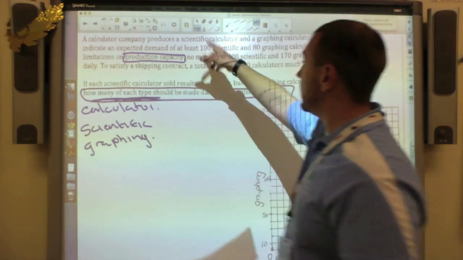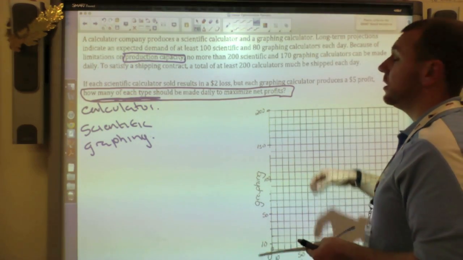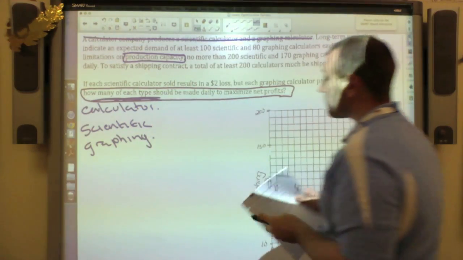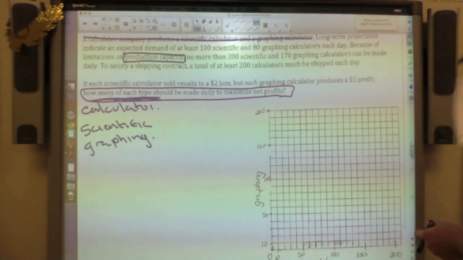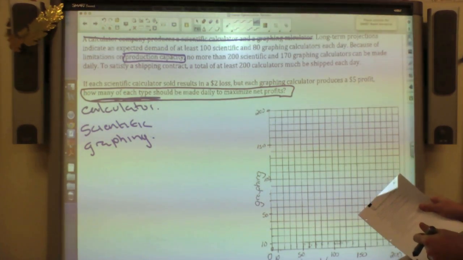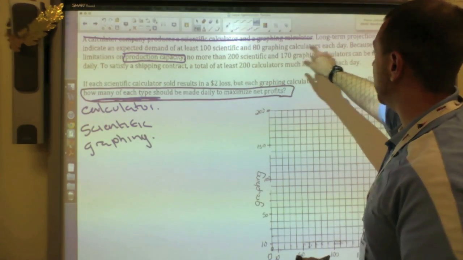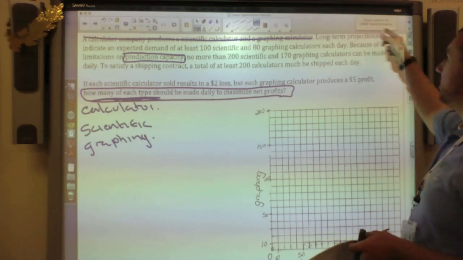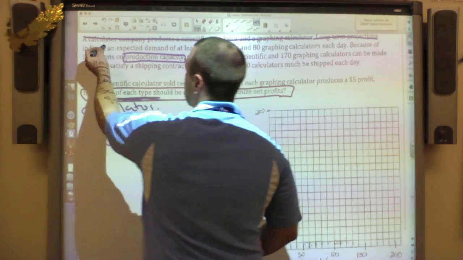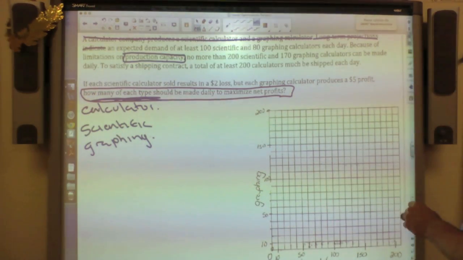So a calculator company produces a scientific calculator and a graphing calculator. But they talk about that after, so I don't need that sentence. Long-term projections indicate an expected demand of at least 100 scientific and 80 graphing calculators each day. Do I care that they're long-term predictions? It just says that I have an expected demand of at least 100 scientific and 80 graphing calculators each day.